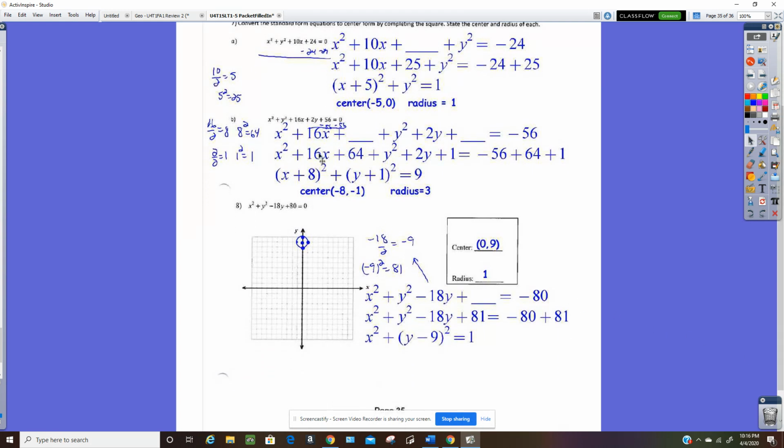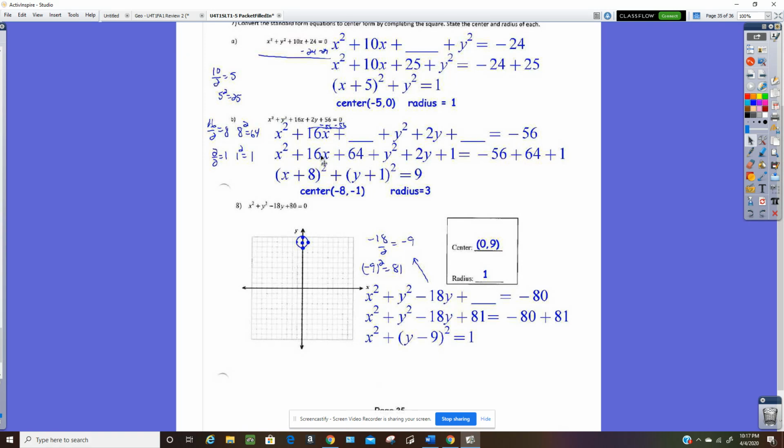In the next equation, you collect the terms together here, x squared plus 16x. The first thing I did is subtract 56. And then collect the y terms together, y squared plus 2y. And then I leave a blank space next to both of those. And since I subtracted 56 from both sides, I get a -56 here.